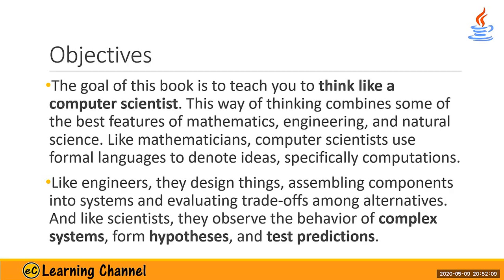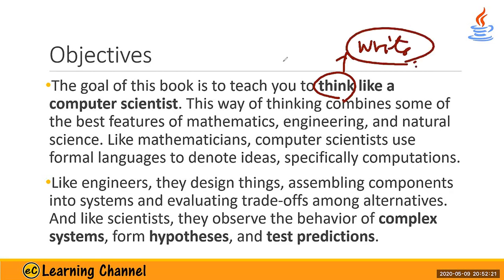So here, very important, we teach you how to think. And thinking means how to write. You actually need to write your ideas down. So writing is the main activity here. And we need to actually look at math, engineering, and natural science, and do computing over there. Is that okay so far? Yes. That's the purpose of this book and this course, okay?